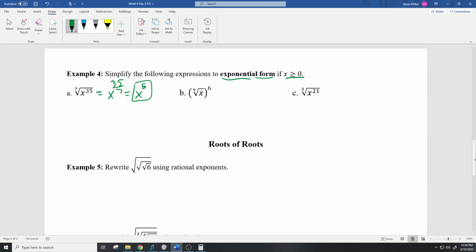All right, and then b, if you have the 6 on the outside, that means it's still the top number. So this would be x to the 6 over 9. Remember, this is always the denominator, which is the same thing as x to the 2/3. All right, last one. Cube root of x to the 21st. That'd be x to the 21 over 3, which is x to the 7th.